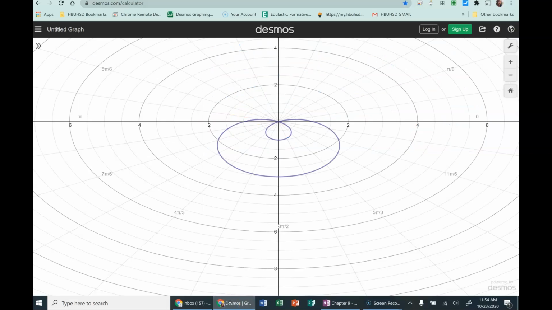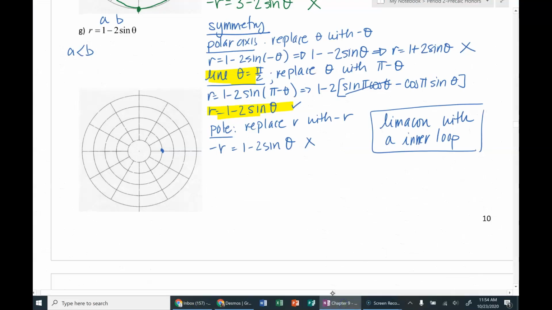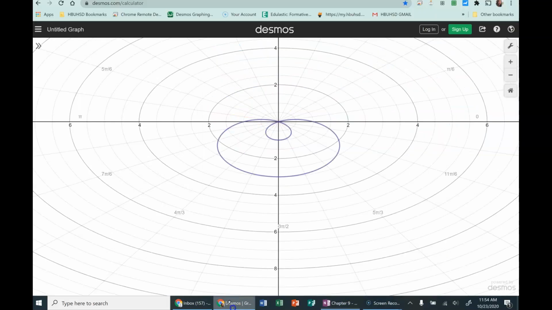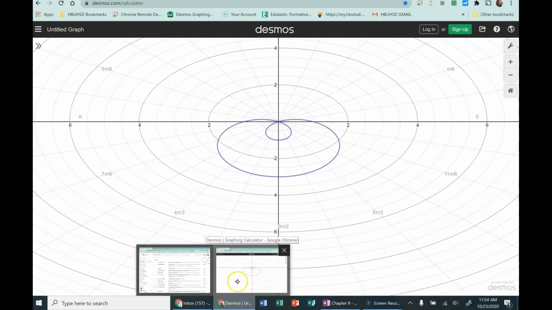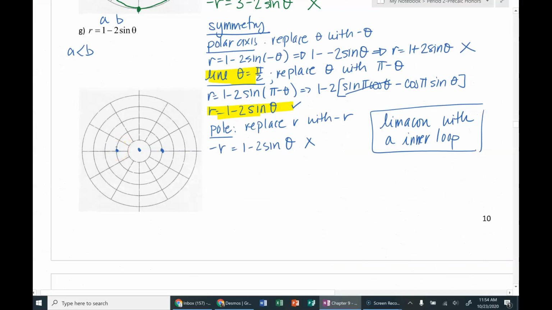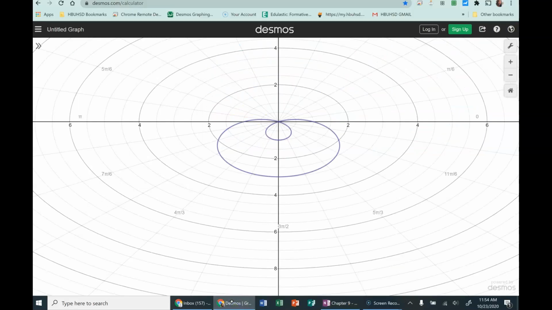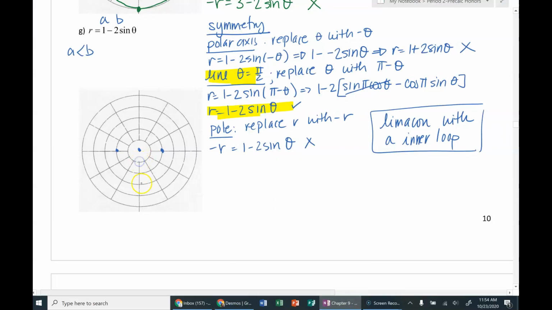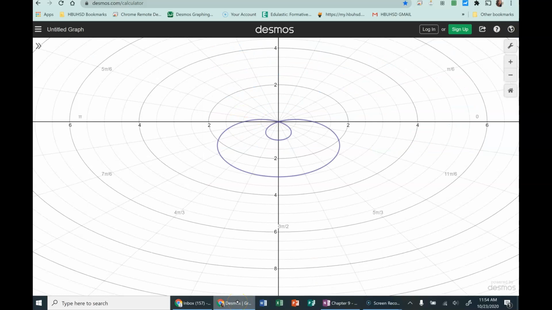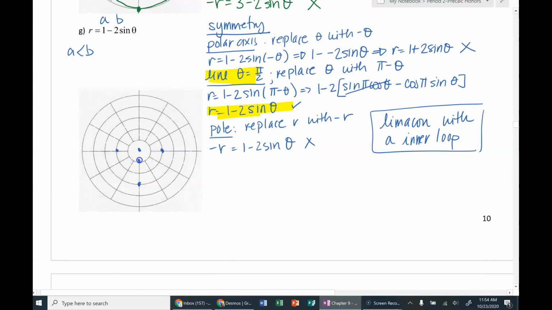Then I got pi over 2 is 0. Okay, so plot that. Then what's next? Then I got pi is 2 units. Okay, so go back to my graph, just like that. Then what else? 3 pi over 2, 3 units. 1, 2, 3. So just like that. And what else do we have on the curve? Then we have 3 pi over 2 again at 1 unit. Just like that. Okay. So it's a limacon with an inner loop.